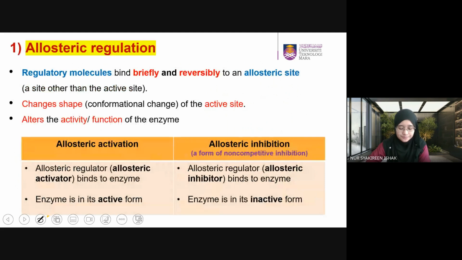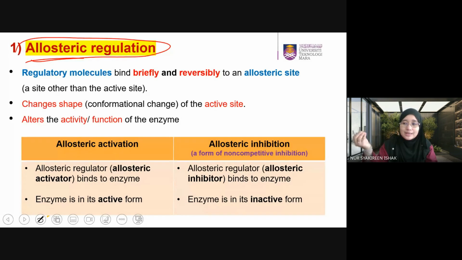Okay, so let's look at the first one. How enzyme activity is regulated. The first one is allosteric regulation. If you look at this subtopic title, it involves the word allosteric. It involves the allosteric site, which is the site other than the active site where an inhibitor or activator will bind.